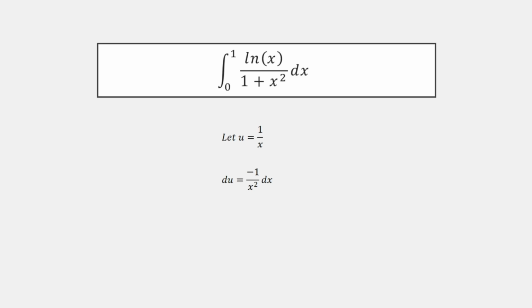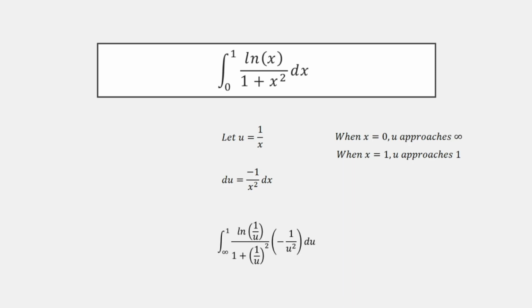So a good way to solve this problem is to picture your equation 1 over x on a graph. As x approaches 0 from the right, it's positive infinity. And as x approaches 1, we get u is equal to 1. So now I can rewrite my integral in terms of u.